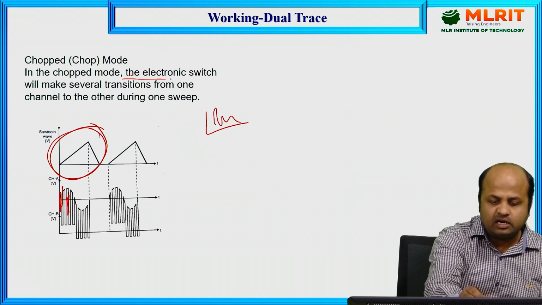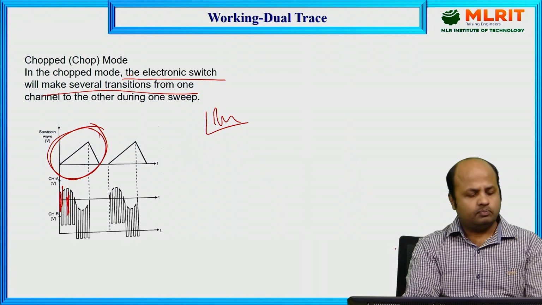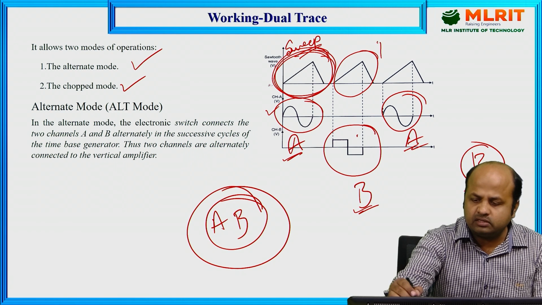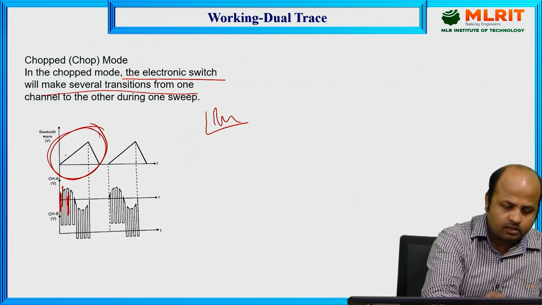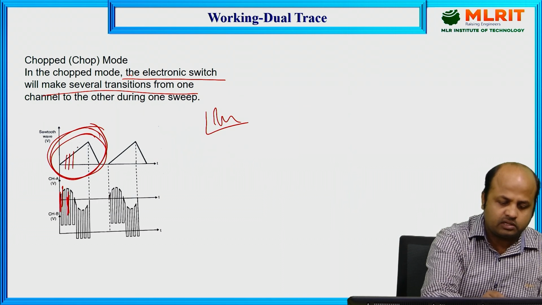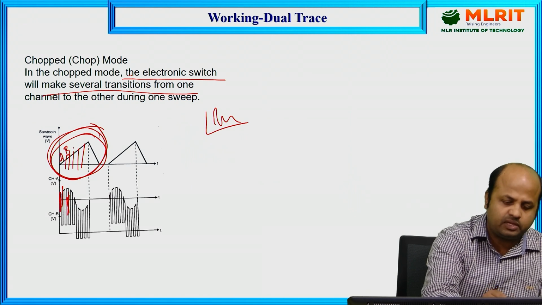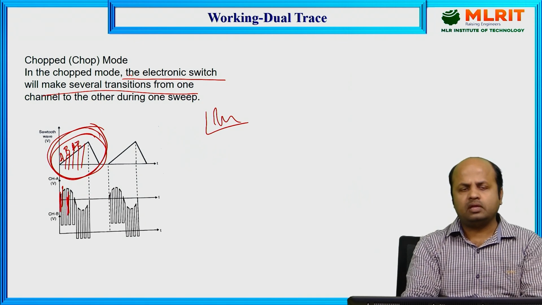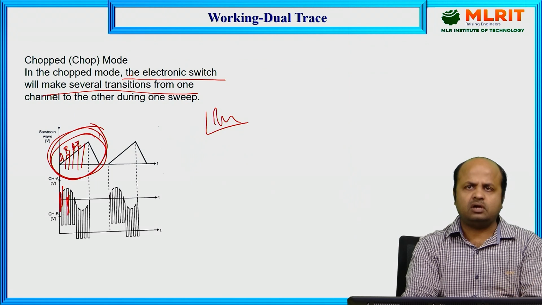So here we can see that the electronic switch will make several transitions from one channel to another during one sweep. But in the last slide we have seen that one sweep was totally reserved for channel A, and another sweep was reserved for channel B, then the third sweep channel A. But here what is happening, in one sweep they have fragmented the sweep, and for one fragment channel A, then another fragment of time channel B, channel A, channel B, like that. So in one sweep they have chopped the time, and based on the chopped time the waveforms are being displayed on the screen alternately, A and B, A, B, like that. So this is chopped mode, that was the alternate mode.